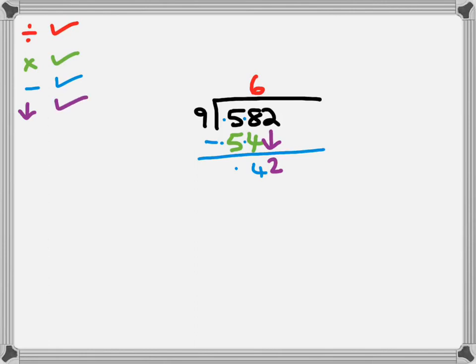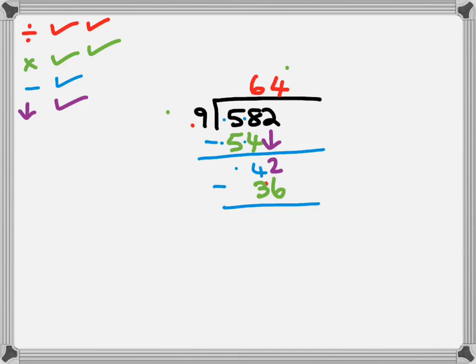Now we're going back up to the top again to divide. 9 into 42, what's the closest it can get there? 9 times 4. Okay, now our time step, 4 times 9 is 36. Okay, now our minus step.